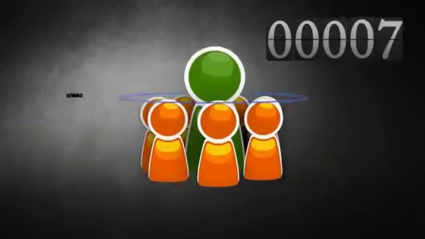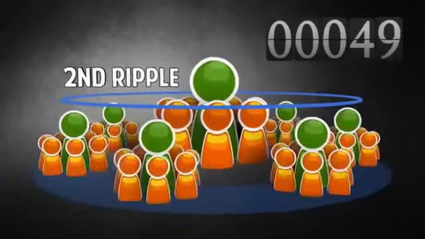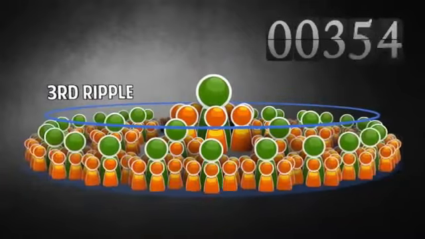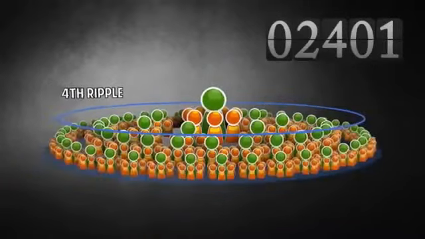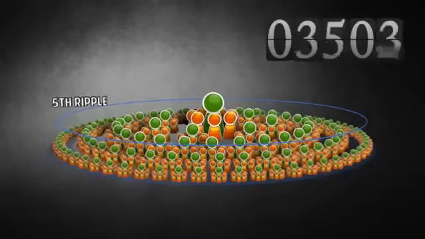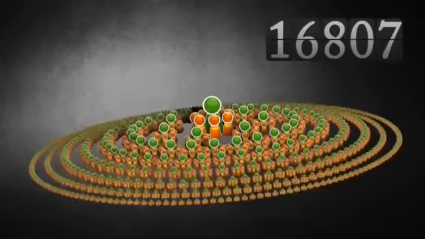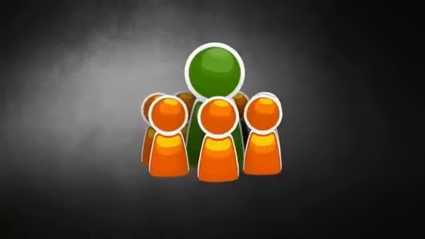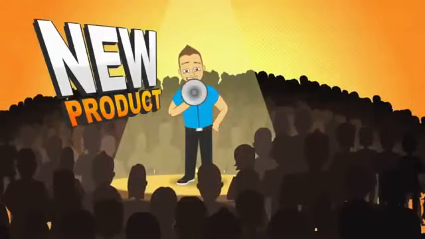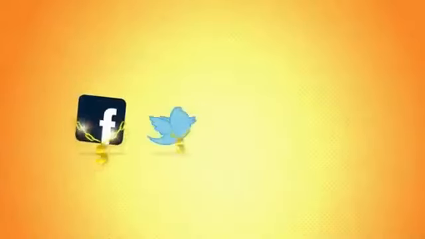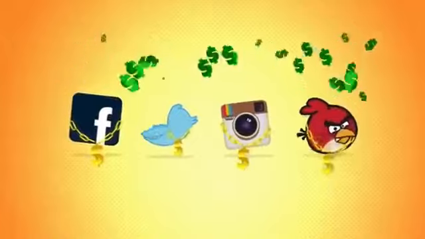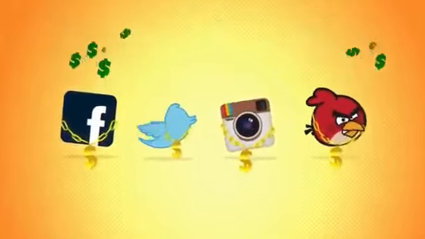Those 7 people you told quickly became 49 people by your second ripple, 343 people by your third ripple, 2,401 by your fourth, and by your 5th level, you've already reached over 16,000 people, and it keeps growing from there. And that's if you just told 7 people. Imagine how big of a ripple you created the last time you got excited by a new product. It's crazy how much business you unknowingly brought to these companies. Even though you didn't know it at the time, you created a massive ripple.